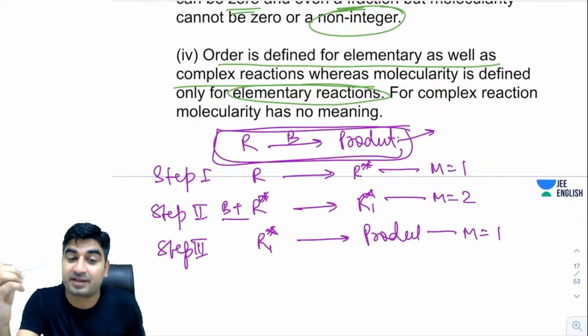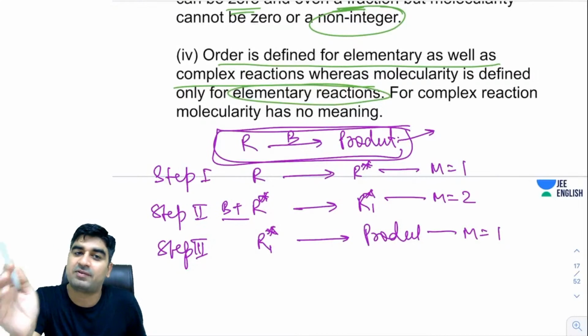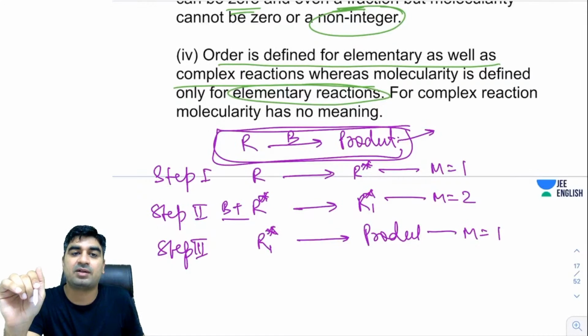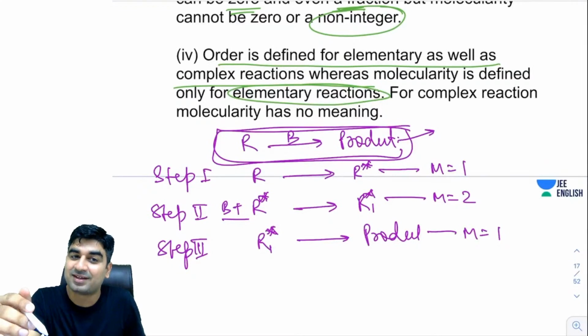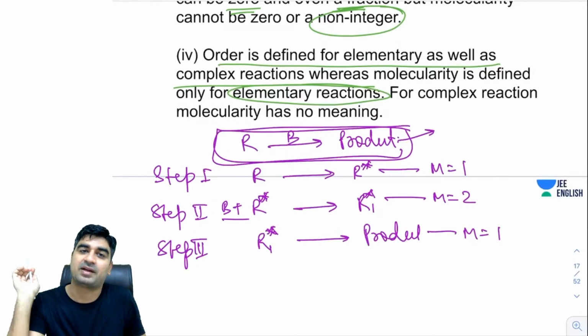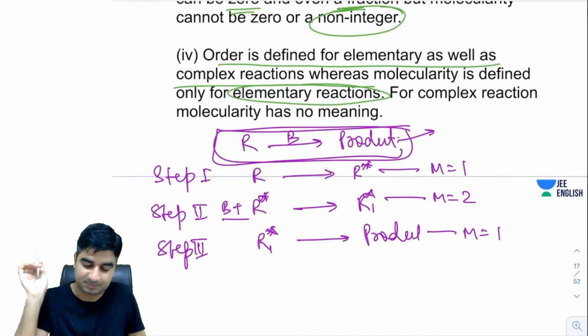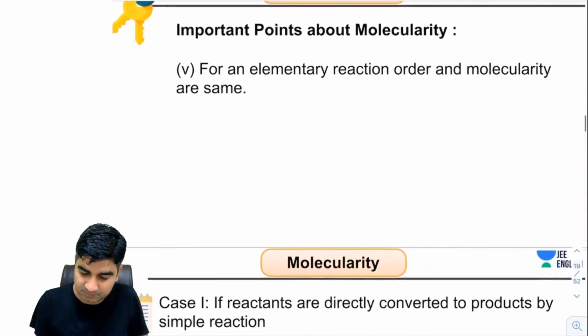So molecularity is defined only for elementary reactions. However, order can be defined for what? Elementary as well as complex reactions. Now it's clear. Let's move.